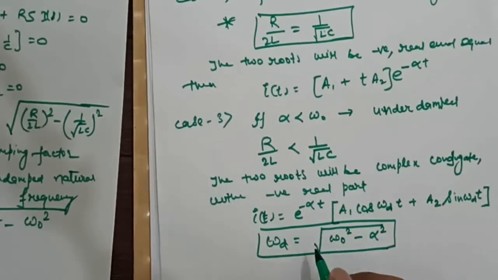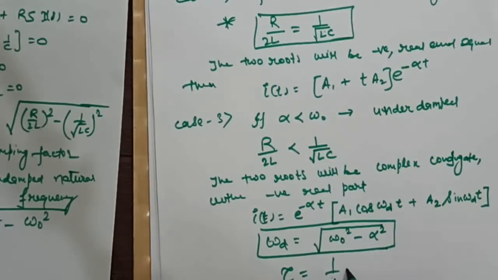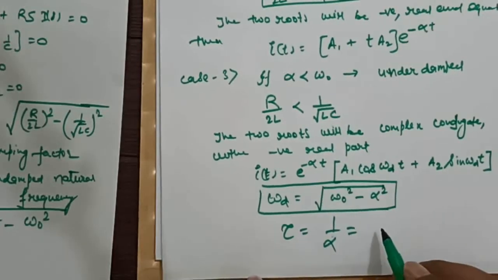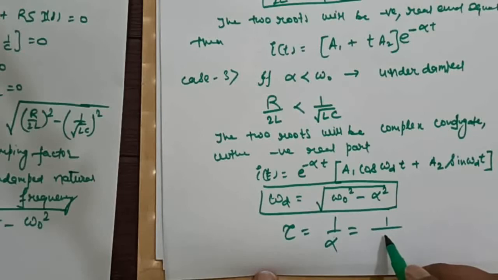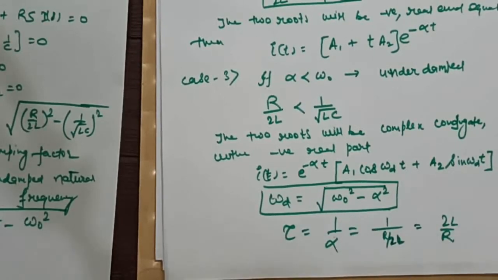Right? And what will be the time constant tau? Tau will be nothing but the reciprocal or inverse of the real part, which is nothing but 1 by alpha. 1 by our alpha is what? R by 2L, so 2L by R.